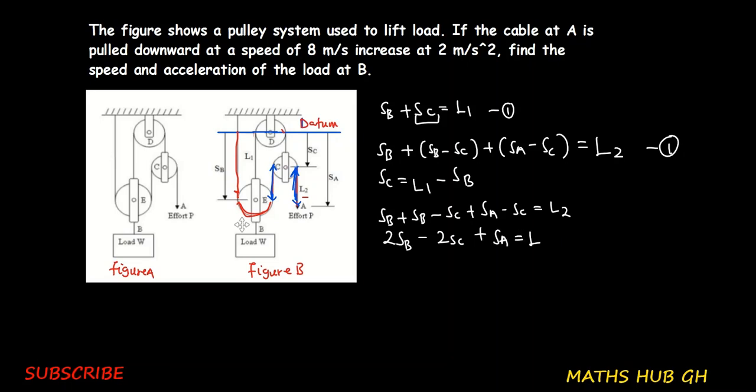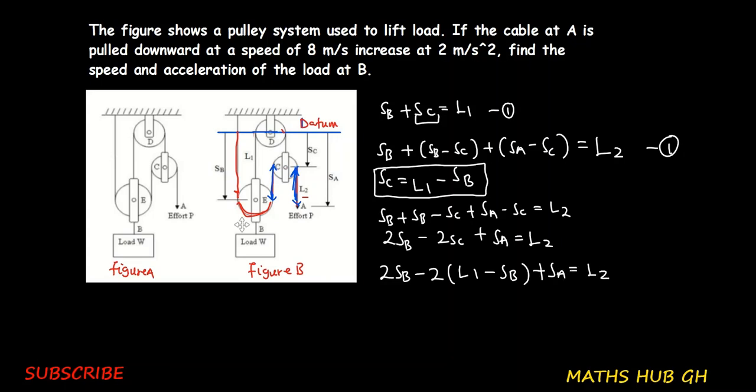This should be equal to L2. So this becomes our equation 2 now. So now let's substitute this expression into the new equation 2. So we're going to have 2SB minus 2SC, which is now L1 minus SB, plus SA to be equal to L2. So this is the new equation.